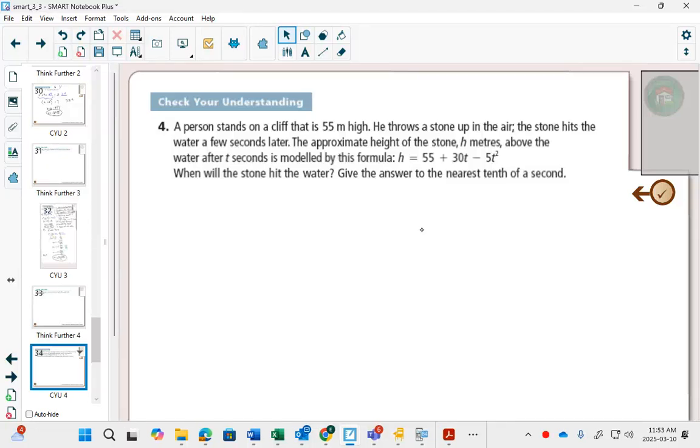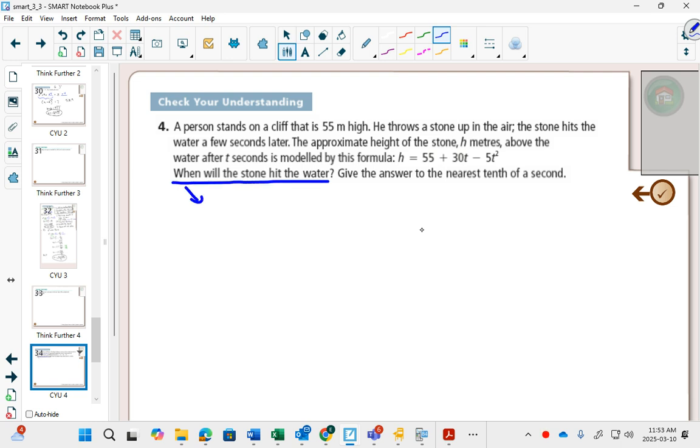Person stands on a cliff that is 55 meters high, throws a stone up in the air. The stone hits the water that's below the cliff a few seconds later. The approximate height of the stone is given by the following formula. When will the stone hit the water?